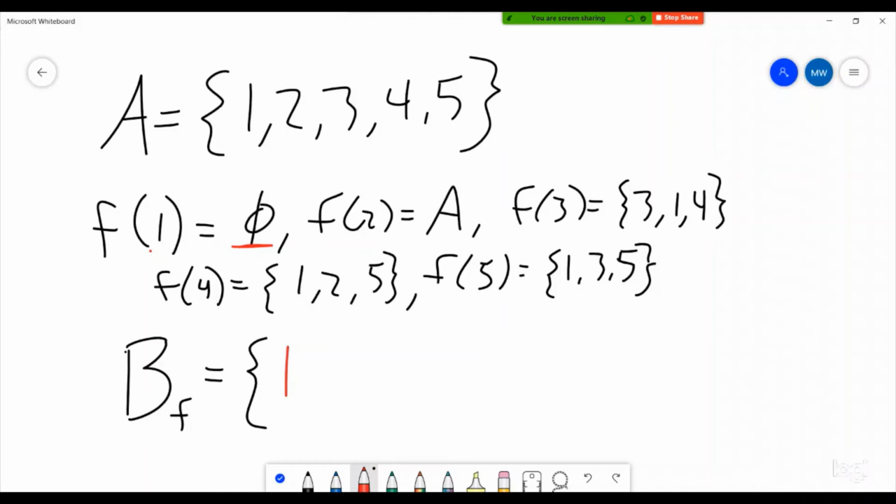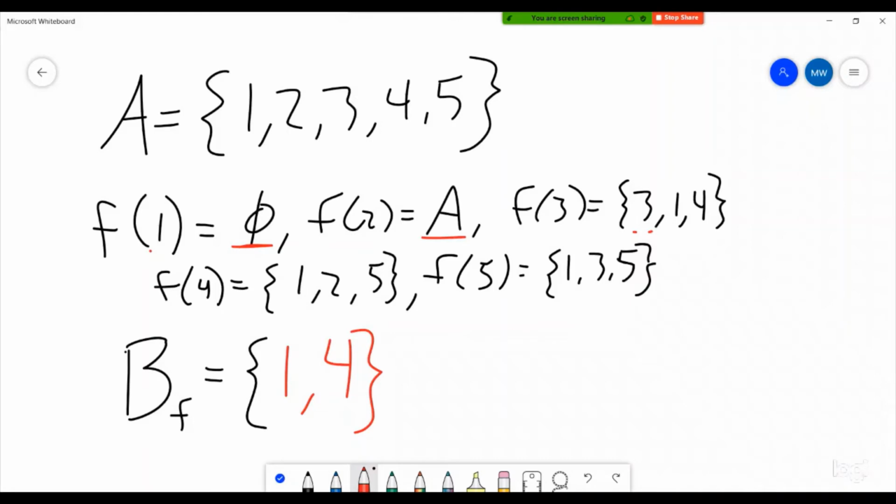But then is 2 an element of A? Yes. So that tells us that 2 is not going to be in the Barber set. So we skip that one. 3 shows up right there. So 3 is not in the Barber set. But 4 does not show up in its own image. So 4 is going to be in the Barber set. But then 5 shows up. So our Barber set is just the set 1 and 4, which is not any of the images of F.